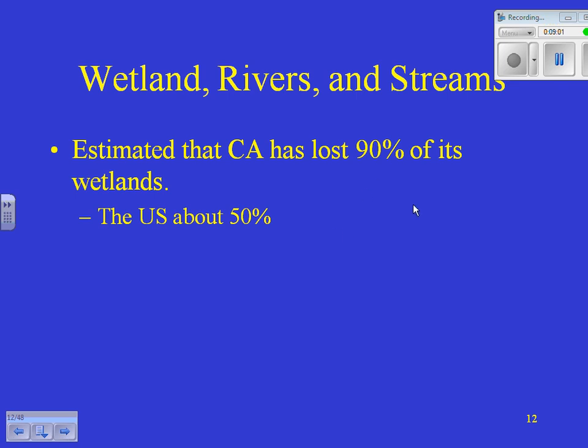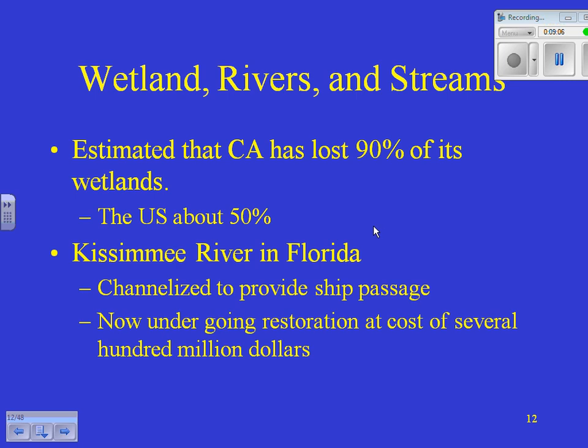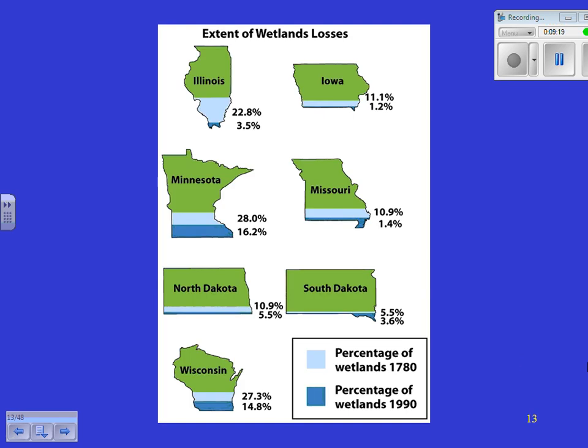If we look at wetlands in general, California has lost about 90% of its wetlands. In the U.S., it's about 50%. The Kissimmee River in Florida has been channelized to provide passage of big ships, and now we're spending hundreds of millions of dollars to restore some of that ecosystem that we have damaged. We look at the percentage of wetlands that are available since 1780 and 1990. It's just astounding. In Iowa, by 1990, only about 1.2% of the wetlands still existed.